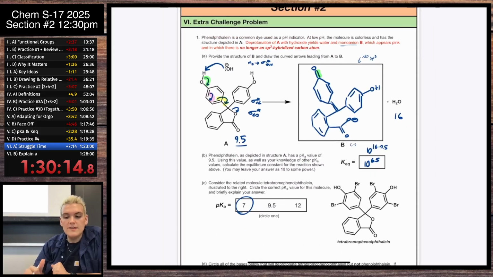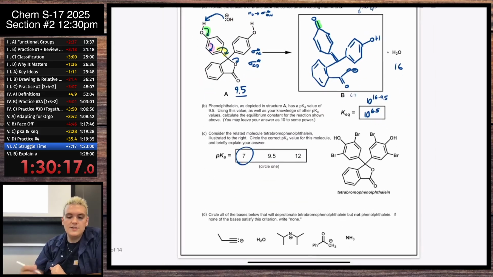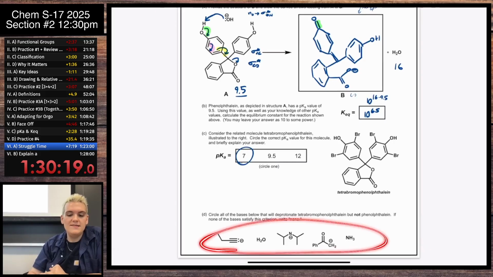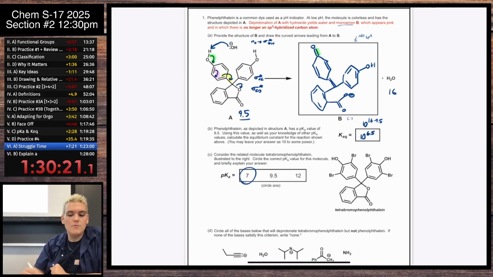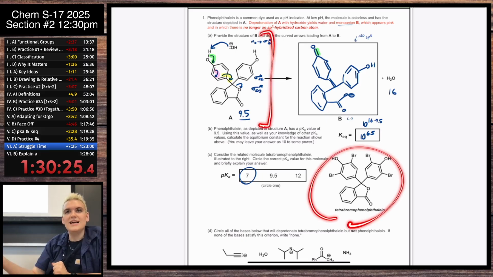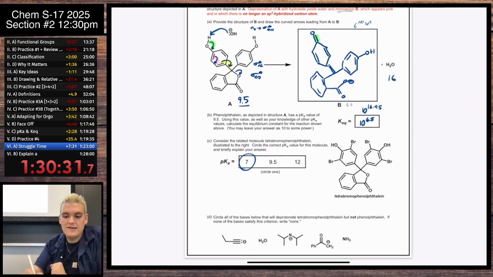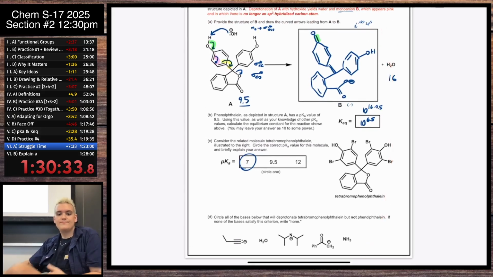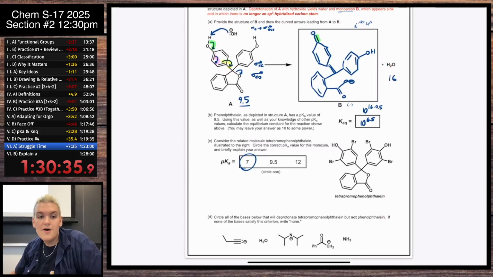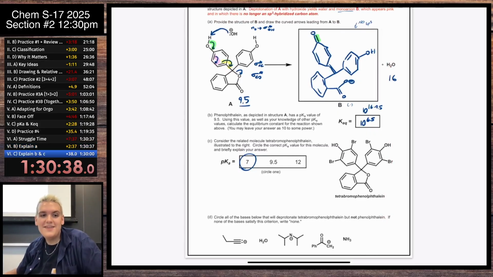So that's all we do for this for now. The last part that we're not going to get to is it's giving a bunch of different bases and says which base would deprotonate this but not this, which is kind of a tricky conceptual question to think about. So I'd encourage you to think about it because I think that this could be a good example of a test question.